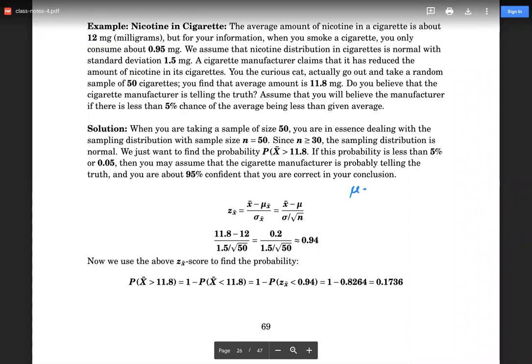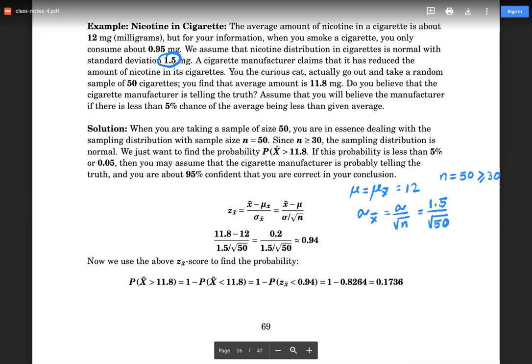Mu is equal to mu sub x bar, which is equal to 12. Why? Because my n is equal to 50, which is greater than or equal to 30. So it does not matter whether the initial population is bell-shaped or not. We would still be able to use the conclusions of the central limit theorem. And sigma sub x bar is equal to sigma over square root of n. Sigma is given to be 1.5 divided by square root of 50.